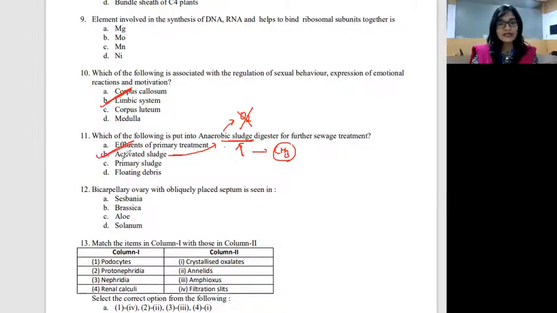We will always take the first treated one and introduce it into the anaerobic sludge digester for further treatment, and ultimately you're going to get purified water. We are going to treat the sewage, right?